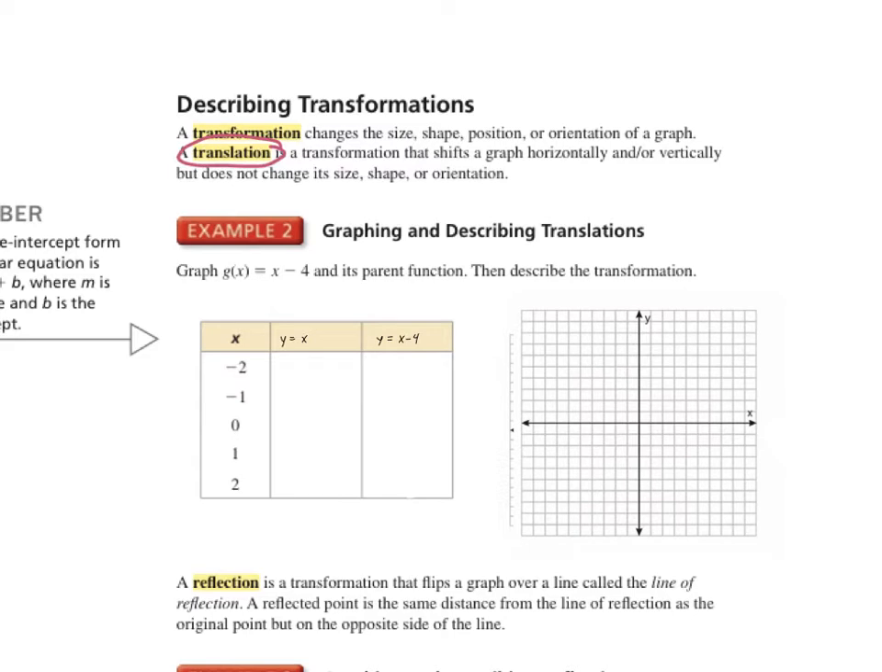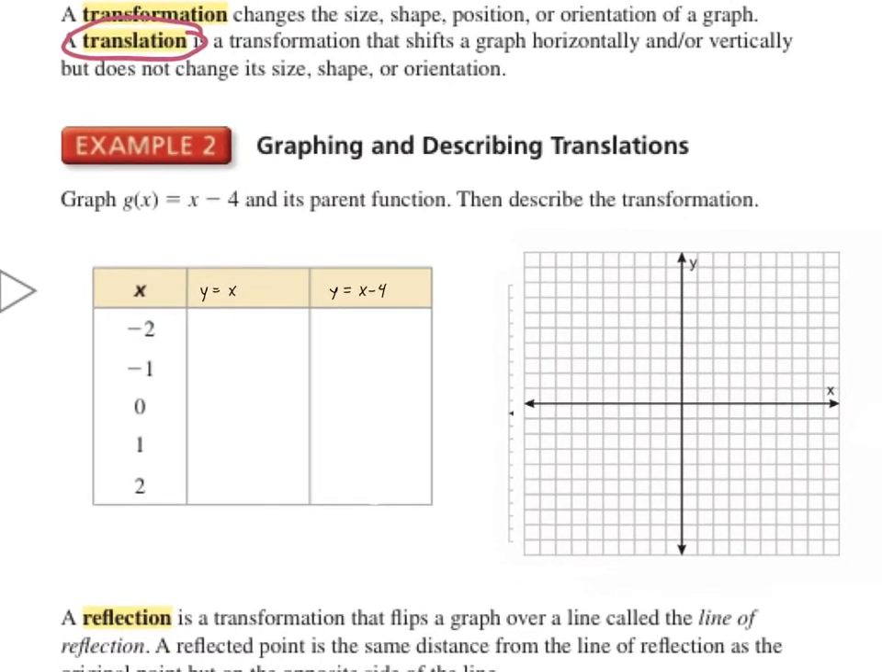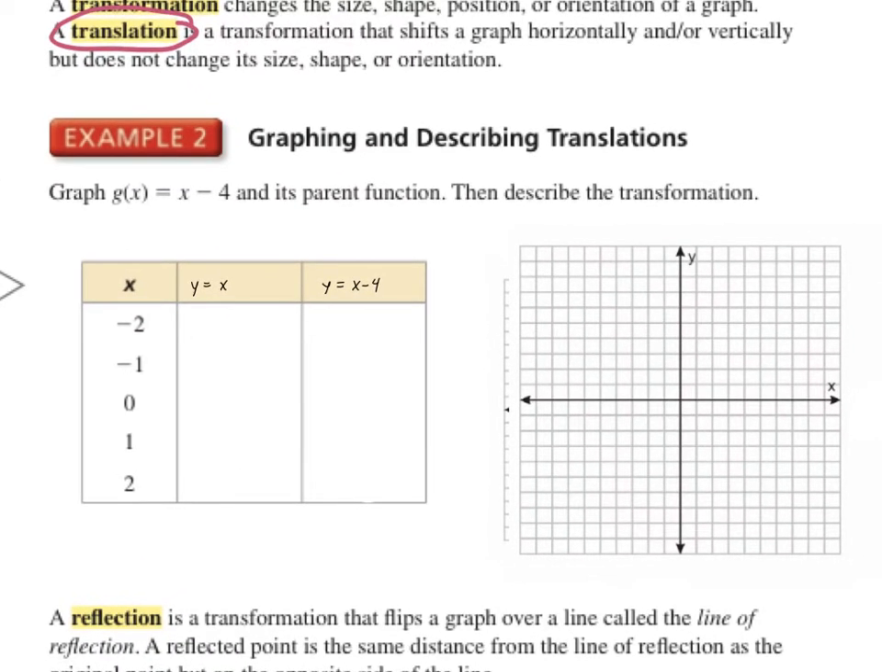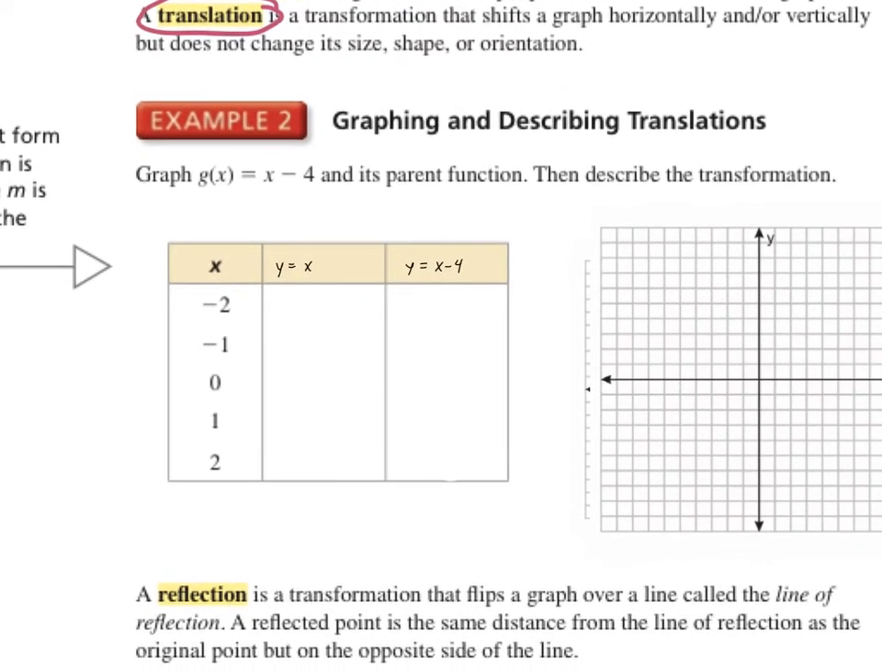Here we're going to graph the parent function and the function that's given to us. First we're going to graph the parent function. We see that there's an x all by itself, so we know that this is linear. What we're going to do is plug in values for x and get y values. So when we plug in -2 into this equation here, what do we get for y?